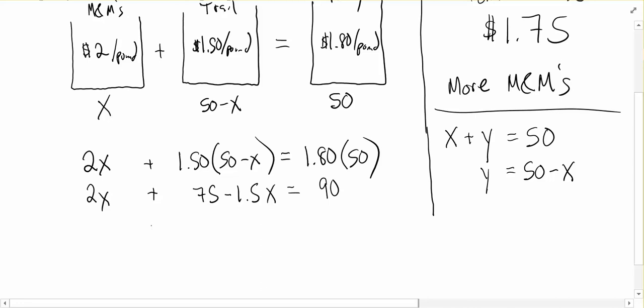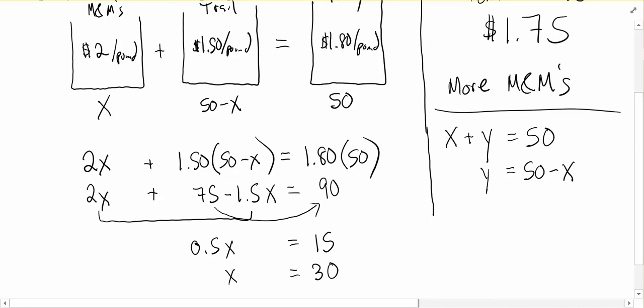I can combine like terms on the left with the 2x minus 1.5x. That's going to get me 0.5x. And I can subtract 75 to the other side. That's going to get me 15. And if I divide by 0.5, I'm going to get x equals 30. Now that I have an algebraic answer, I need to go back to my original problem and figure out how to answer the question and to see if it makes sense.